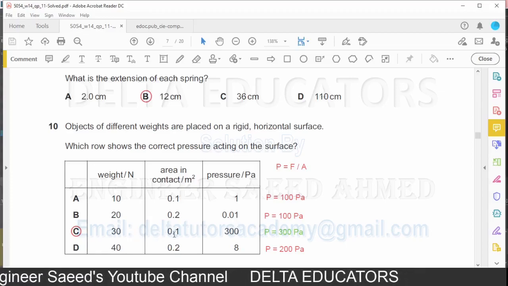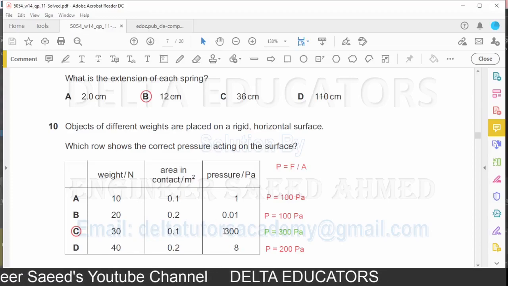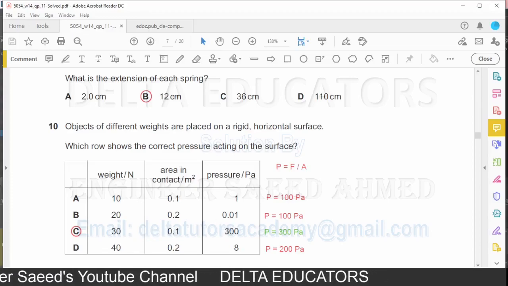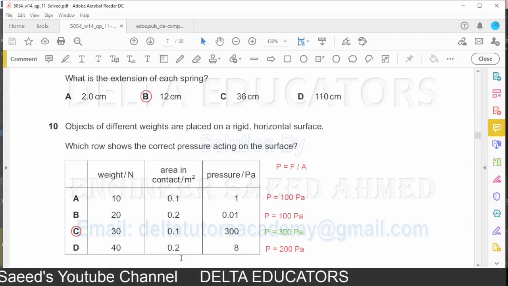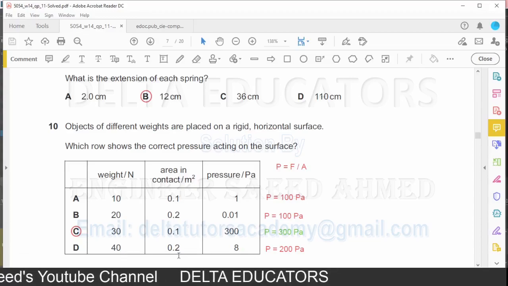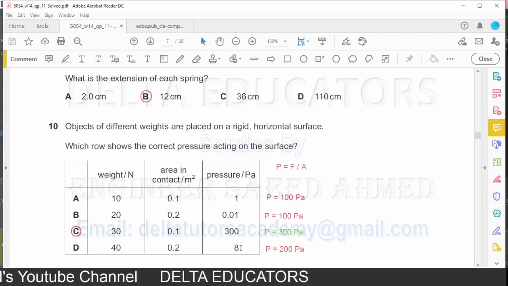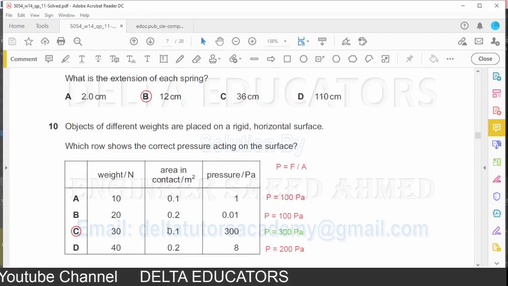Option C, 30 divided by 0.1. When we divide 30 by 0.1, we will get 300. And here it is given 300 Pascal, so it is the correct option. In D, when we divide 40 by 0.2, we will get 200 Pascal, and here it is given 8 Pascal, so it is also incorrect. So our correct option is option C.